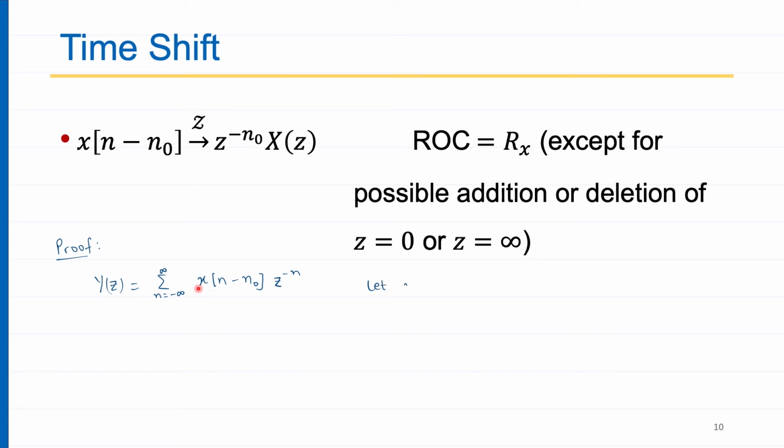Now let n minus n0 equal m, substitute it, and you get x[m] z to the power minus m plus n0. You take out z to the power minus n0 outside because you want to sum only over m, and you get X(z). So this is what you wanted to prove, hence proved. Now what about the ROC? This series will converge for |z| belonging to the region of convergence of X, which is either a ring or regions inside or outside the circle. So the same convergence zone; basically the ROC is the same.